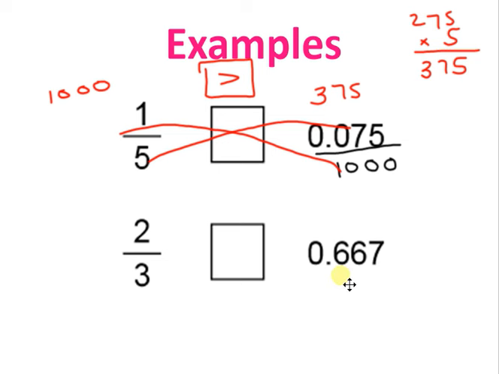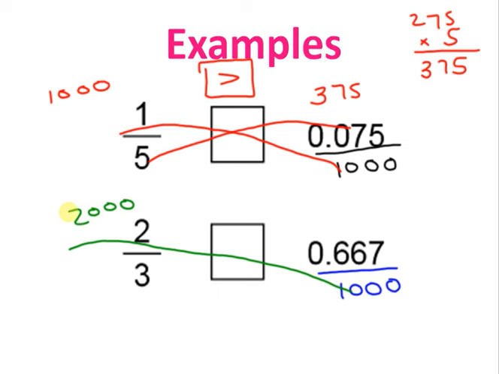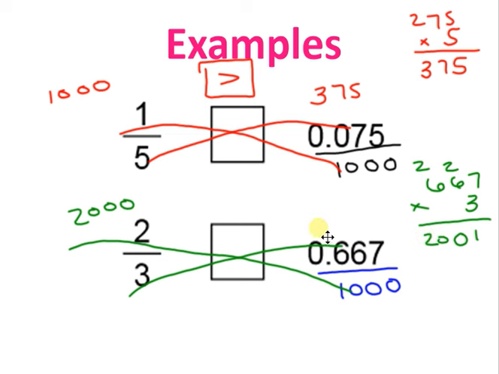Okay. Over here, I have 667 thousandths. So I'm going to put it over 1,000. And then I'm going to go ahead and compare. 1,000 times 2 is 2,000. And then 3 times 667. I'm going to have to do the math right over here. 7 times 3 is 21. 3 times 6 is 18 plus 2 is 20. And then 3 times 6 is 18 plus 2 is 20. So that's going to be 2001. So those were extremely close, but 2000 is less than 2001. So it's going to be less than.